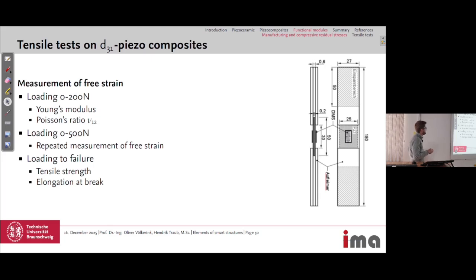There were 3 different tests performed: a loading between 0 and 200 Newton to get the Young's modulus and also the Poisson's ratio. Then a loading from 0 to 500 Newton to measure the free strain. We won't have a look at these results, just at the results of the loading to failure to get the tensile strength and the elongation at break.